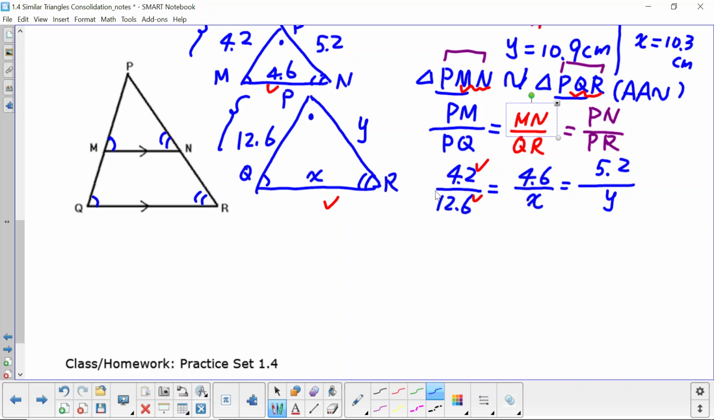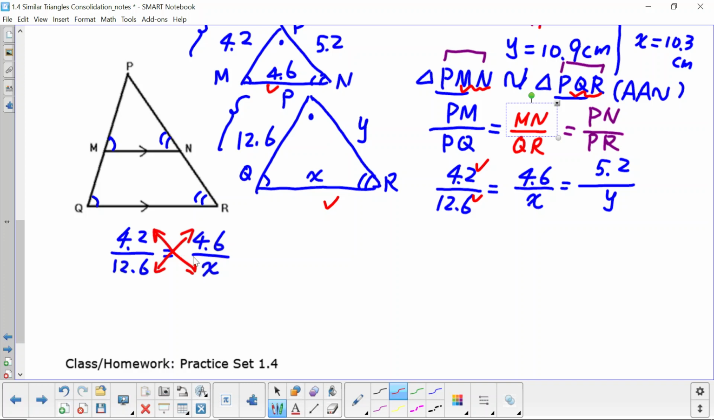So use this one, set up the equation: 4.2 over 12.6 equals 4.6 over x. Then the x is not at the numerator, so we cannot move the 4.6 to the other side and isolate x. We couldn't do that. We need to do the cross multiply.